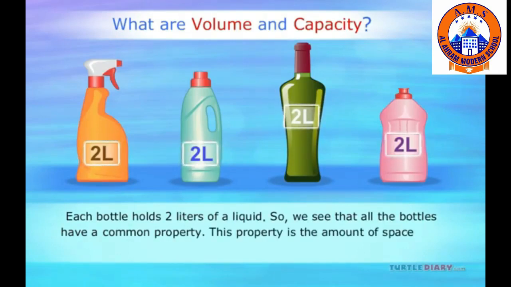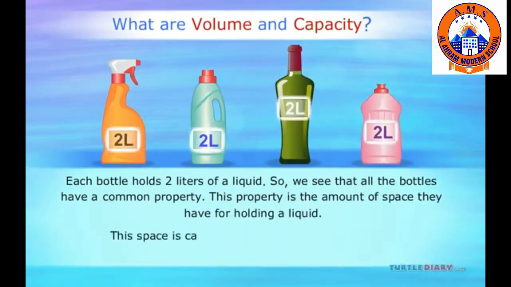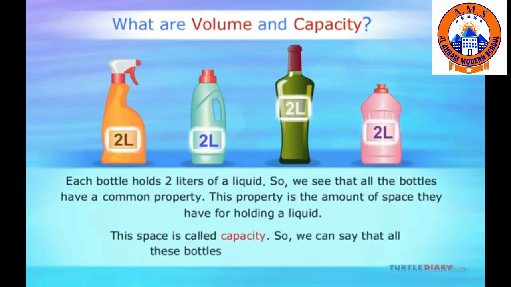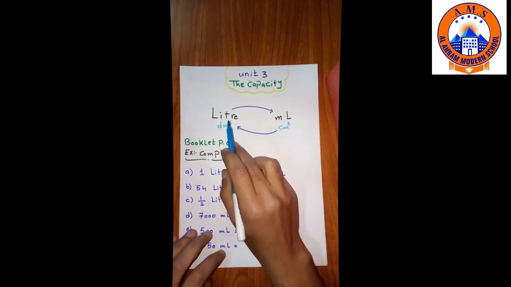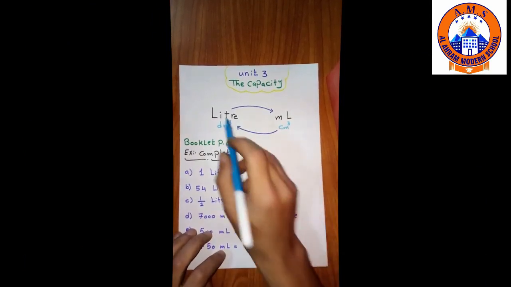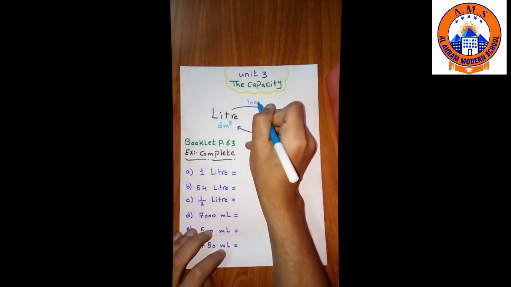So as you can see, the bottles have a common property. This property is the amount of space that they have for holding a liquid, and this space is called capacity. Let us see what the units used to measure the capacity are. This here is the liter and the milliliter. So the liter contains 1000 milliliters.